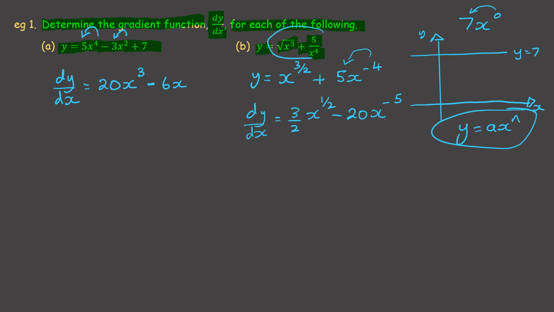Since it was given in this form in the question, I'd probably write it back that way. So 3 over 2 root x, take away 20 over x to the power 5. Let's smarten that up. That 5 didn't look very good. There we go. That's a bit better.